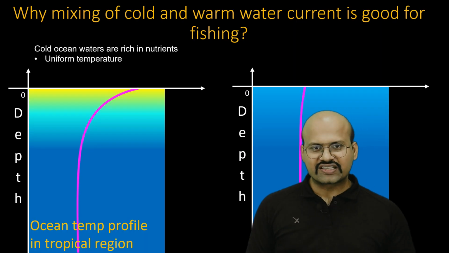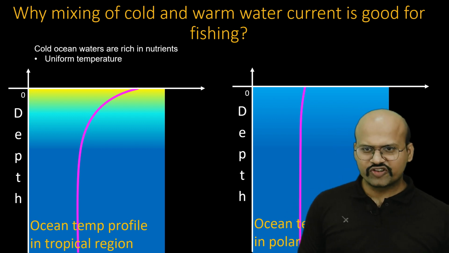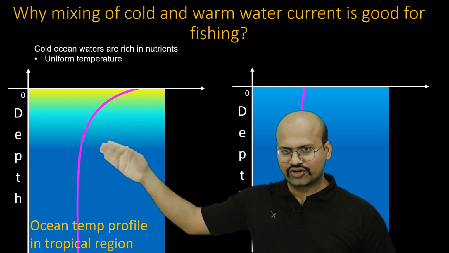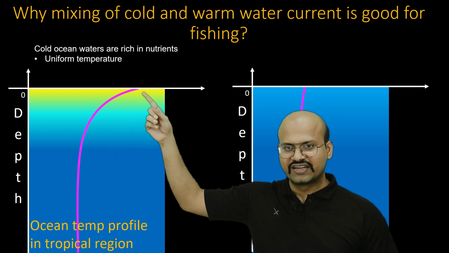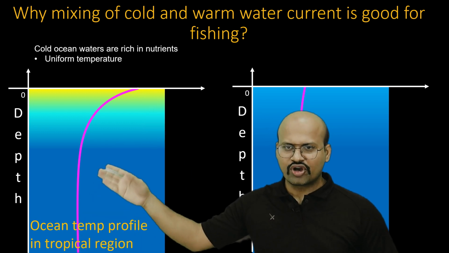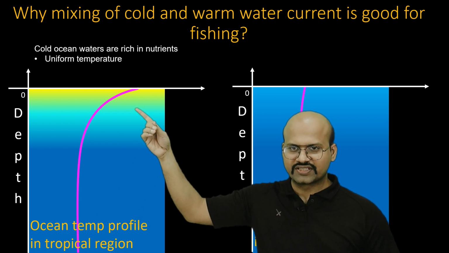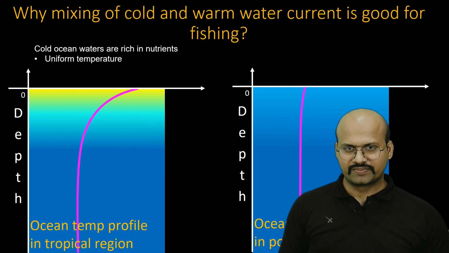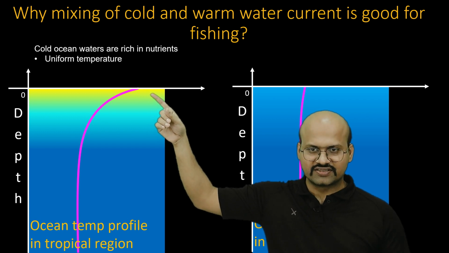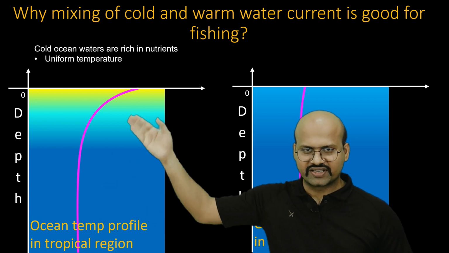Now, why does this Labrador Current have so many nutrients? So why does it bring so many nutrients? If we see the temperature profile of oceans at the equator, we can see that there is a drastic difference in temperature at the surface and at the bottom. Because of this, there is very clear stratification of layers based on temperature, and mixing is not possible because hot water or warm water lies at the surface. It is less dense, while the cold water, which is more dense, lies over here. So no vertical mixing is possible.